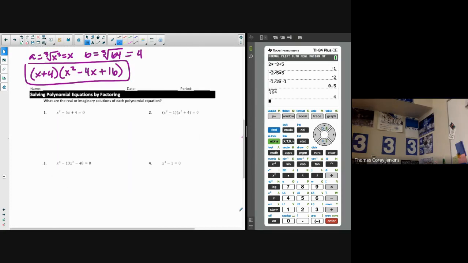All right, so now we're just going to go through some examples. I think I'm going to do the first 5 examples here, and the directions say what are the real or imaginary solutions of each polynomial equation.